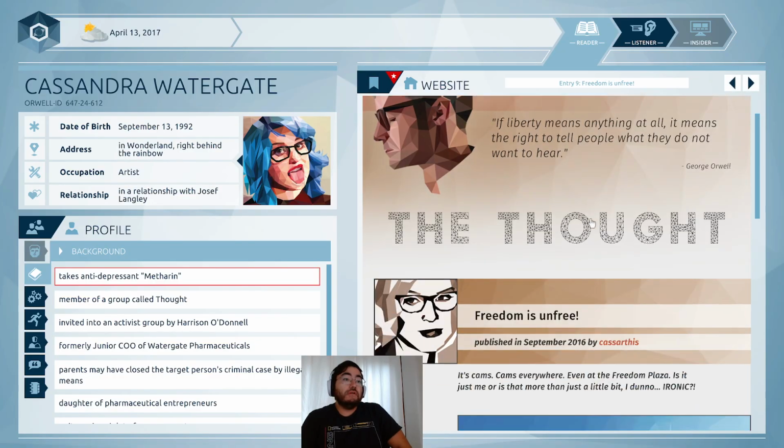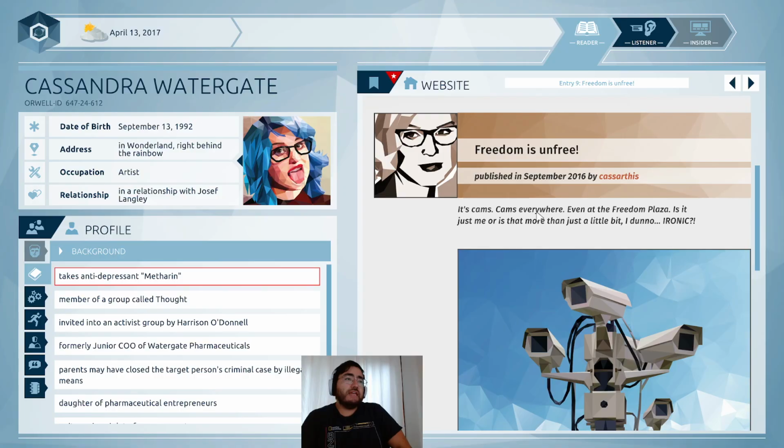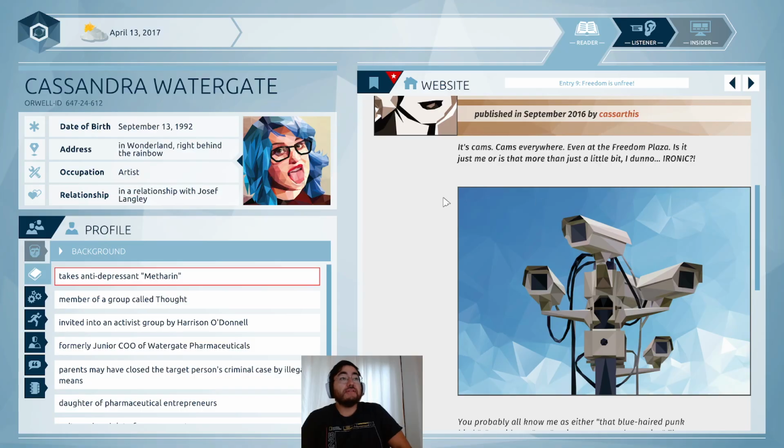This is her handle, Kesarthis. "It's cams everywhere. Even at the Freedom Plaza." Cams meaning cameras. Is it just me or is that more than just a little bit ironic? It's called the Freedom Plaza, but they just have cameras watching everyone, so it's like there's no freedom at the Freedom Plaza.